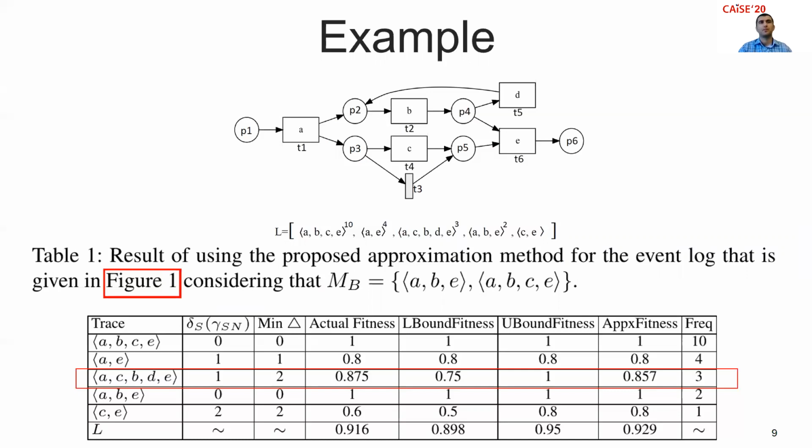For example, for trace ACBDE, that is the third trace, the most similar trace in MB is ABE with cost 2. Note that there are two more similar model traces for ACBDE with cost 1. However, they do not appear in the MB, so they are not presented in MB. So the lower bound is 0.75, and consequently the approximated value is 0.857. That is the average fitness of the first two variants, because we compute them based on alignment.